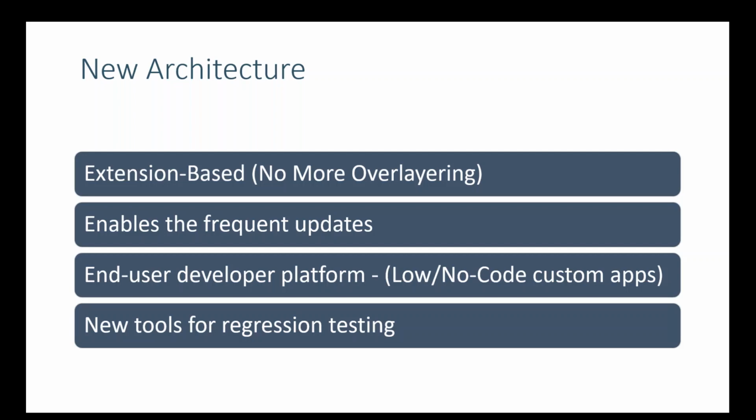The other aspect of this is that the extension-based model allows us to do more frequent updates, because as we deploy, for example, a new environment or an upgrade of an environment, as we install an extension, Microsoft can basically tell us what different events have been deprecated or changed or removed. So obviously this helps with the more frequent updates that are needed.